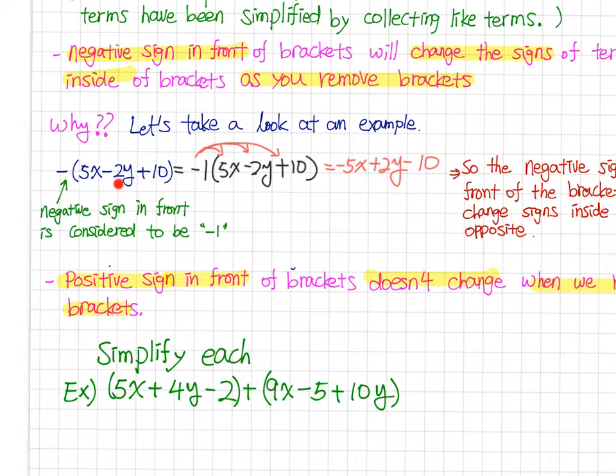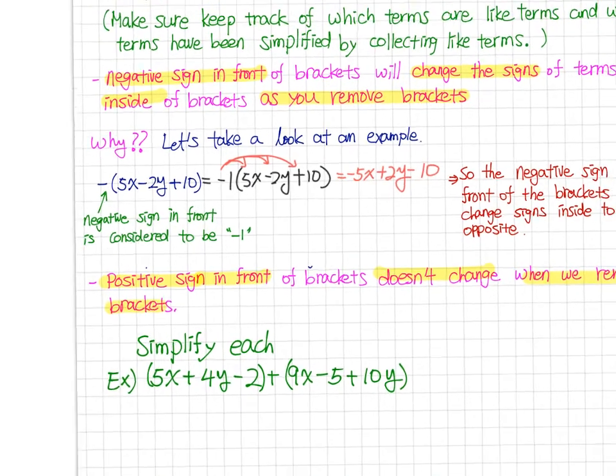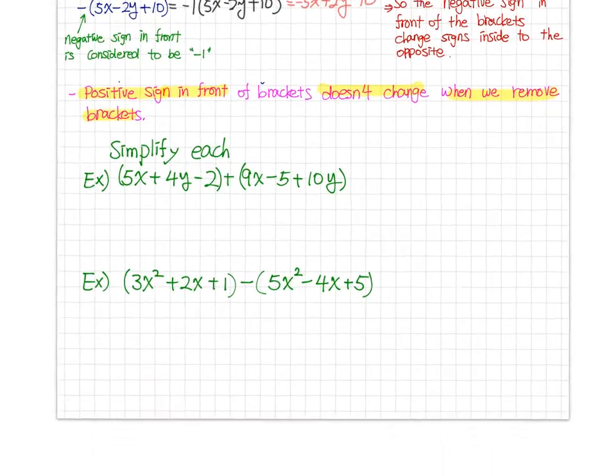Positive 5, negative 2, and positive 10. But after you expand it, it becomes negative 5, positive 2, and negative 10, which are the opposite signs of the original one, okay? So you can simply use that fact that whenever you have a negative sign in front of the brackets, you can simply expand or get rid of the brackets and change the sign of every single term inside of the brackets, okay? Now, then let's get to the actual thing.